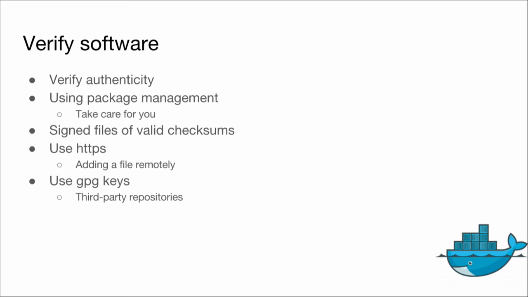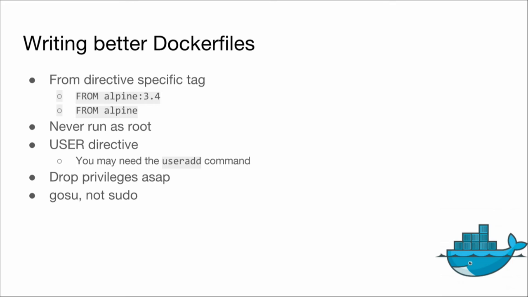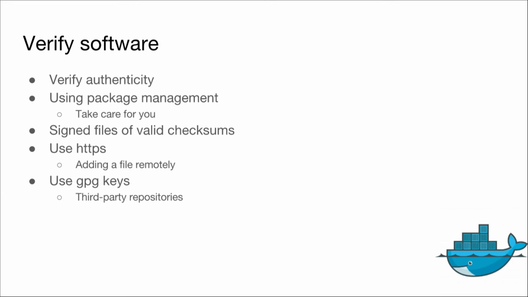But if you are downloading raw files or binaries, you should use, for example, HTTPS instead of HTTP, and you have to check for signed files and valid checksums with GPG, for example, when it comes to third-party repositories. Obviously, you could use this in your bash scripts or your Docker files, not just Docker.